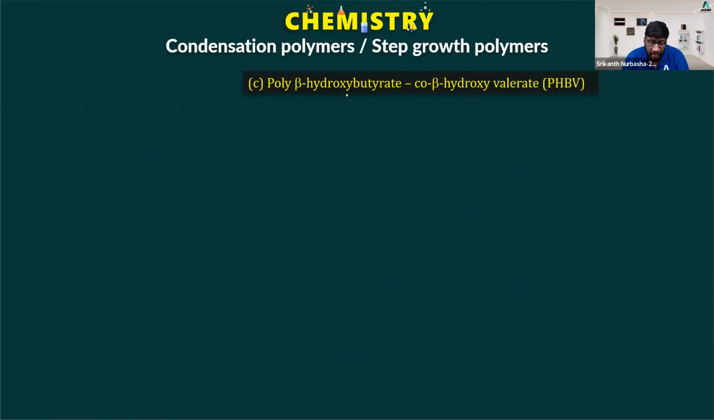Next, poly beta hydroxybutyrate co beta hydroxyvalerate, PHBV. It is a biodegradable polymer, because a lot of polymers you are preparing now are not degraded easily in the earth crust. If the degradation process takes decades or more, then obviously that is not so useful, and that is why we are now preparing some biodegradable polymers.